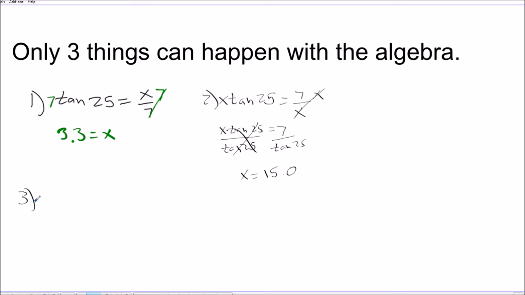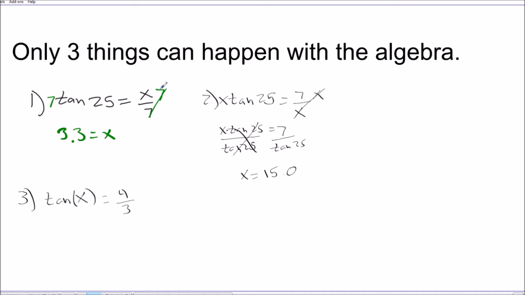Here's the third one. Sometimes you don't know the angle, so maybe it looks like this. Maybe it's tan of x equals 4/3. Okay, so this time the variable is the angle. And this is the one that a lot of people forget. So make sure your notes look really, really nice on this.